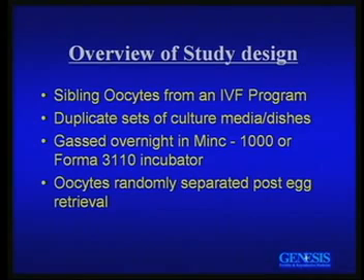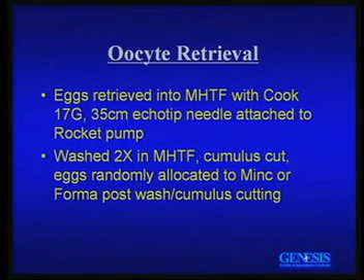What I did was I took sibling oocytes from IVF cycles, and I split them, basically. We used duplicate sets of media, duplicate sets of dishes that were gassed overnight in either the MINC or the Forma, and the oocytes were randomly separated after the egg retrieval into one or the other incubators. The eggs were retrieved in modified HTF with a Cook 17-gauge needle with a rocket pump. They were washed twice in modified HTF. We cut cumulus on all of our oocytes after we retrieved them, and then they were randomly allocated to either the MINC or the Forma.